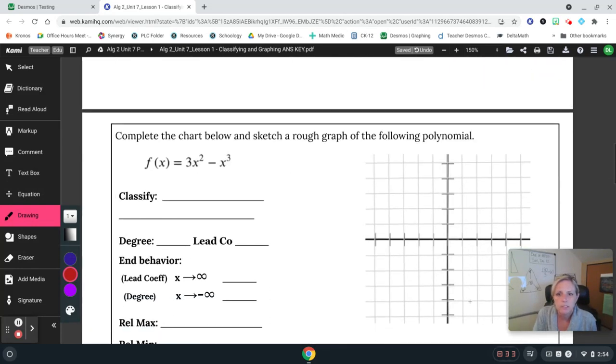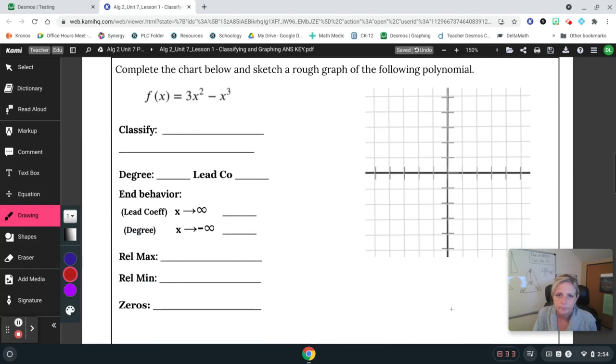Okay, so let's look at some examples. All right, so we need to complete the chart, and we also need to graph a rough sketch of our polynomial. So the first thing I'm going to do is say, is it in standard form? So do I have this in standard form?